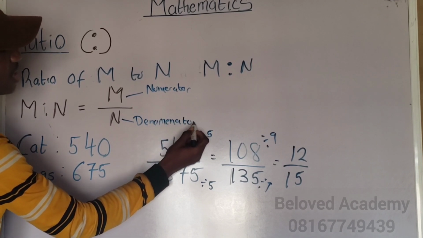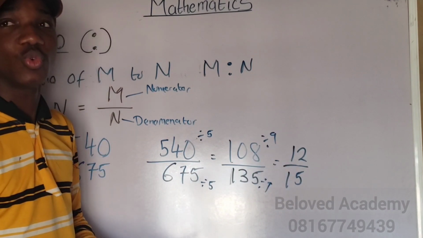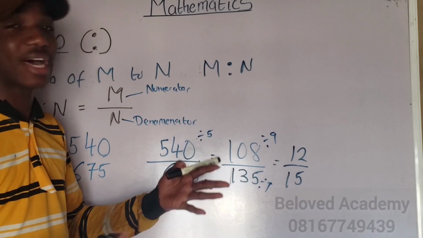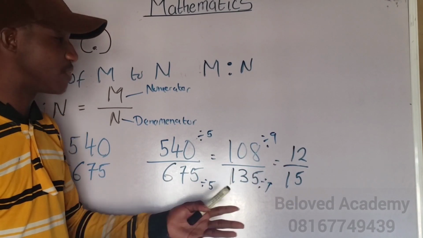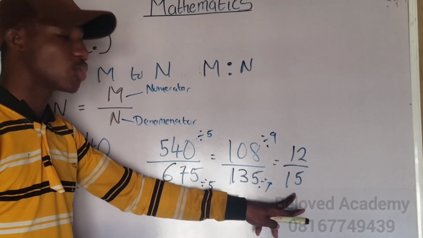Denominator. Do you understand? Now we have come to this point. This can still be reduced to lowest form. Look at this. What can go into 12 and 15? You know that 4 times 3 will give us 12, and 5 times 3 will give us 15. So this implies that 3 can go into 12 and it can also go into 15.